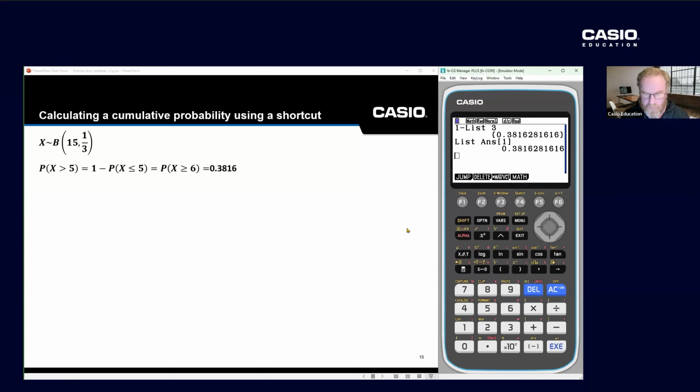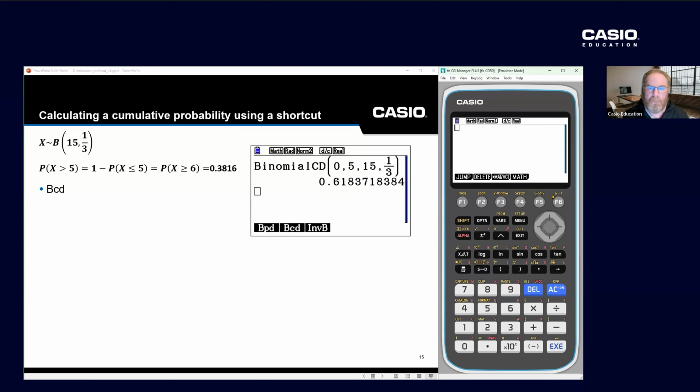Okay. So we've calculated cumulative probability from adding up all the exact probabilities, doing that in list mode. What if you want to use the available shortcuts? Obviously, this is going to be a lot faster, but I am trying to demonstrate different approaches. So here we have the same probability. We're looking for 0.38, so this is 6 or more. So I want to do a BCD calculation.